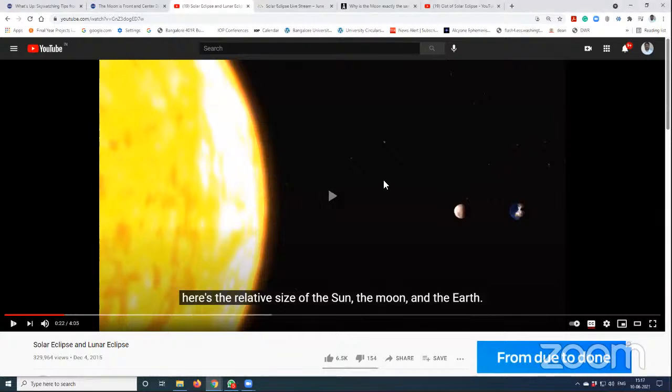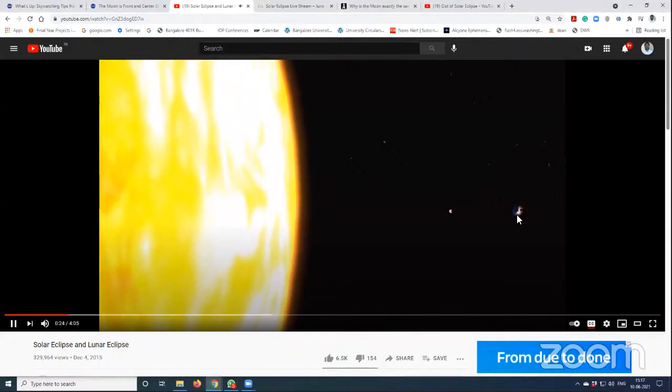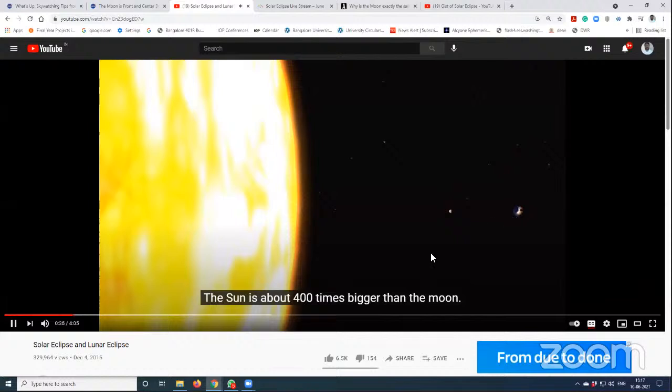Just check actually, the moon and the Earth. The moon is smaller. The sun is about 400 times bigger than the moon. You note down: the sun is about 400 times bigger than the moon. The size means dimension, so the dimension of the sun must be equal to 400 times the dimension of the moon.